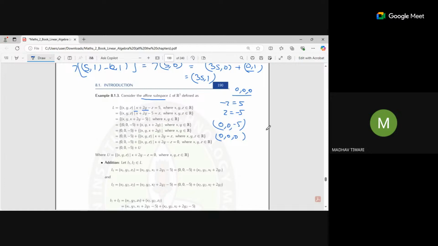Okay, so my point is shifted up to this part. So I can say simply that x plus 2y minus z minus 5 is equal to 0. Okay, this was my part. And if I add to all the solutions of this space the point 0 comma 0 comma minus 5, then this will again form the same affine subspace. Is it clear?